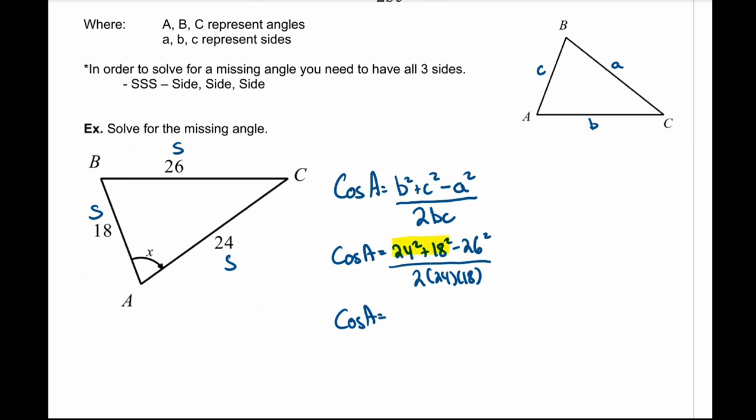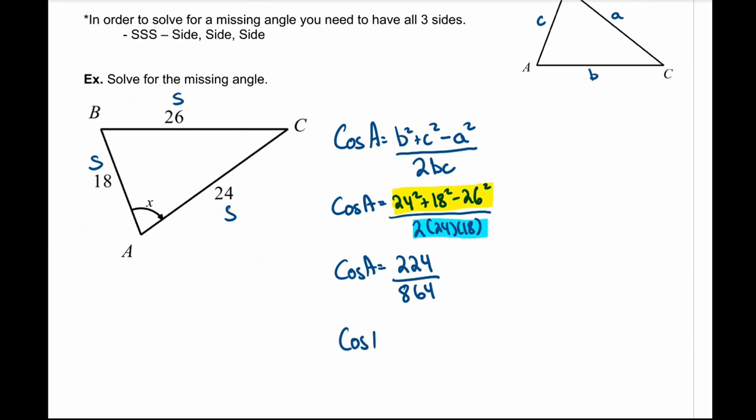Cosine A equals, I'm going to again split this up into two parts just because there's a lot of chances for errors in our calculations. So I just want to make sure that I'm not getting the wrong answer just because of the calculator. So 24 squared plus 18 squared minus 26 squared is 224, divided by 2 times 24 times 18, which is 864. I can simplify this. Cosine A equals 224 divided by 864. I get 0.259.